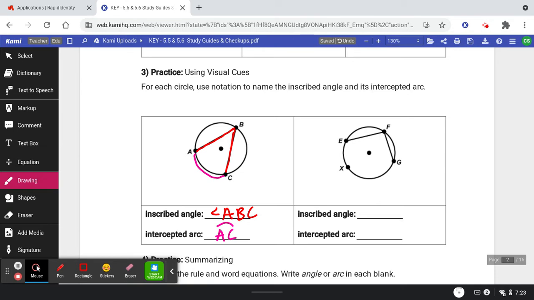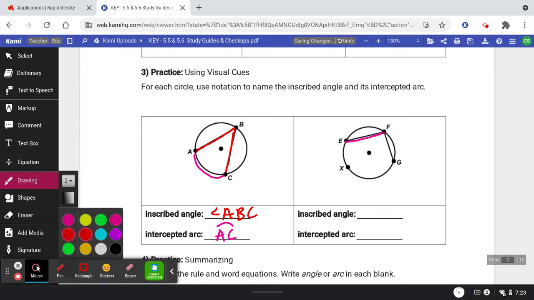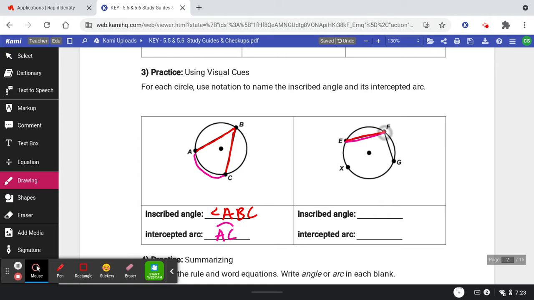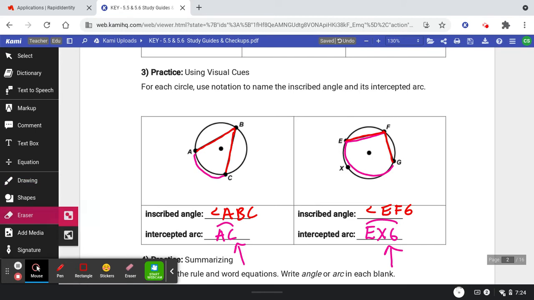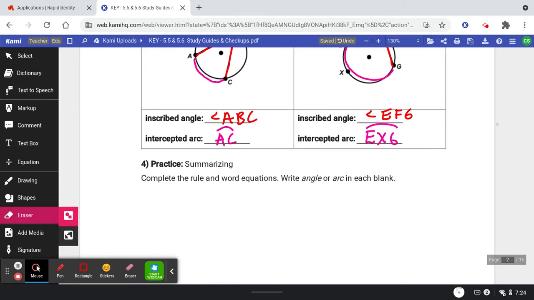Now let's look at this next one. This time, the inscribed angle touches the edge of the circle instead of the circle center, and so the inscribed angle would be angle EFG, and the intercepted arc is EXG. Notice that it's a two-letter name for this minor arc because it's smaller than 180, and it's a three-letter name for this major arc because it's over 180. So the same rules apply that we've already learned about the arcs and their sizes.